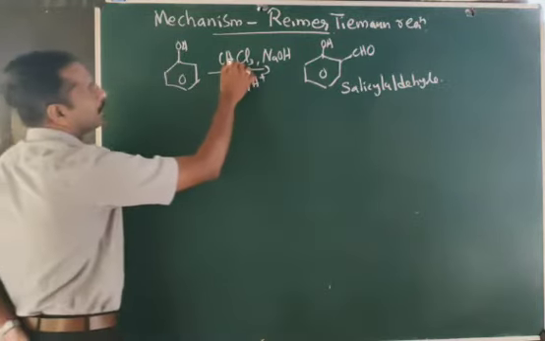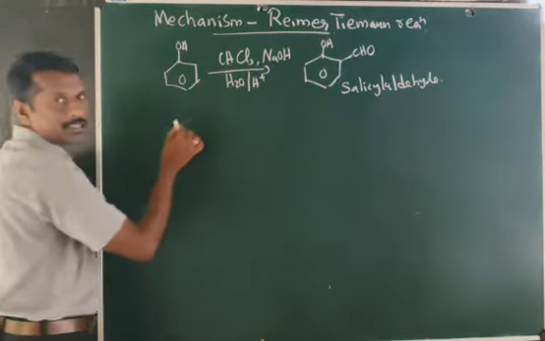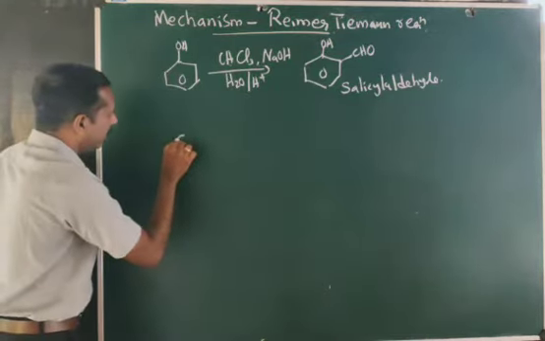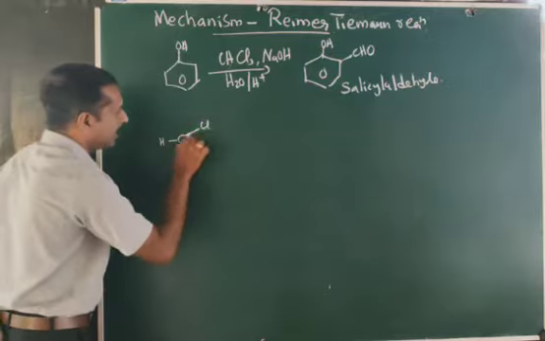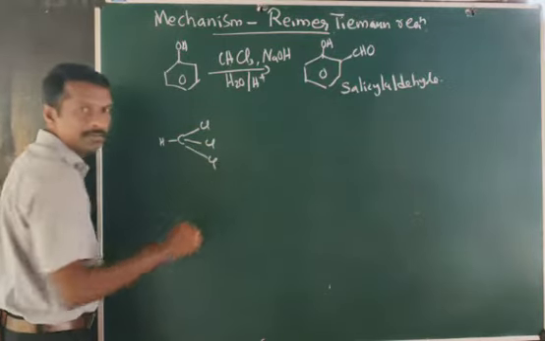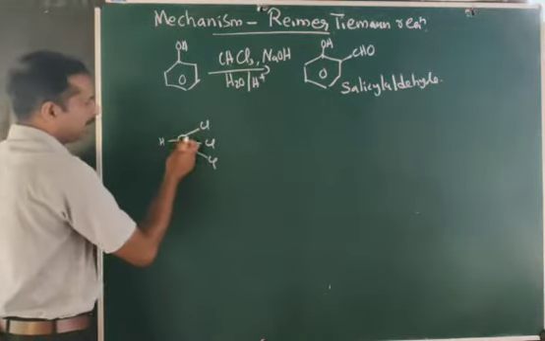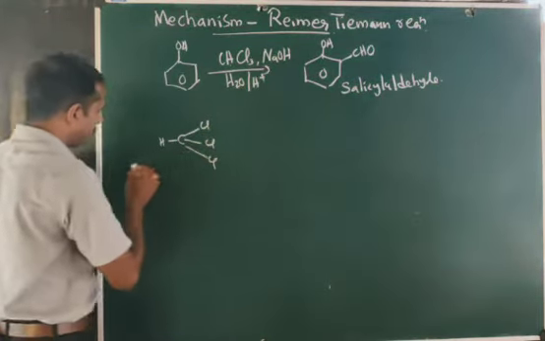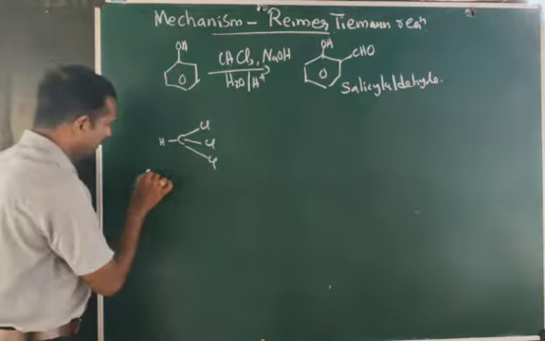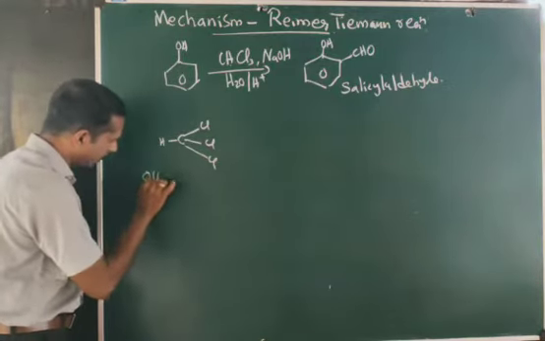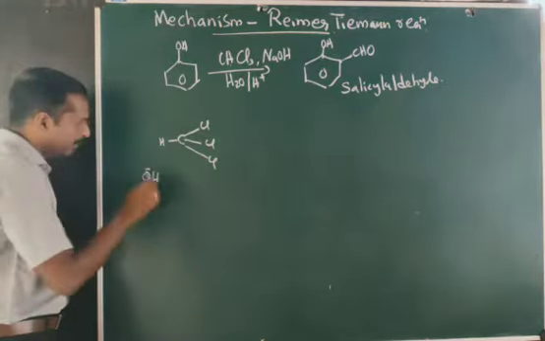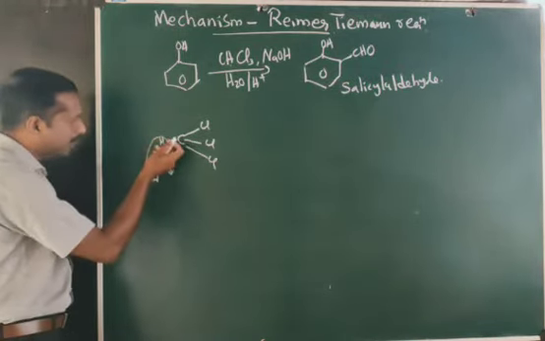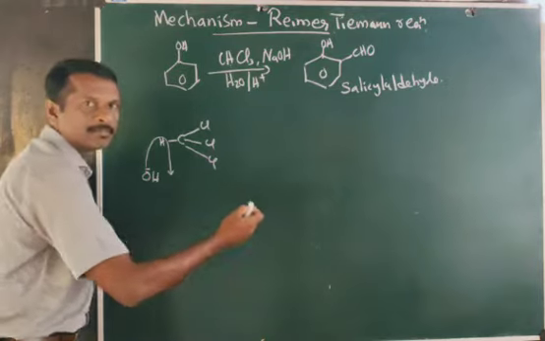First, I am taking chloroform and NaOH. Look at it very carefully. This is chloroform, CHCl3, with three chlorines. And our base NaOH is here, that means Na plus and OH minus. Our base OH minus removes this proton from chloroform. So what is eliminating? H2O is eliminating.